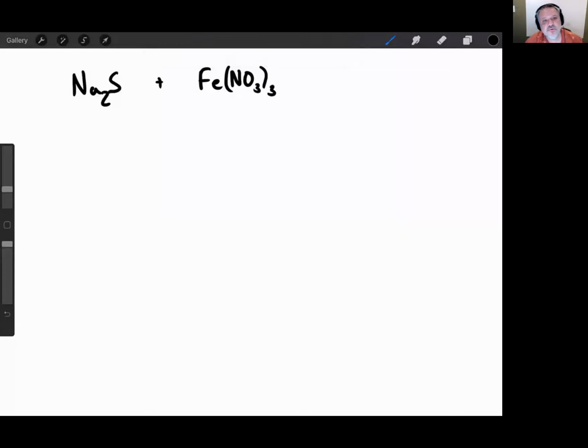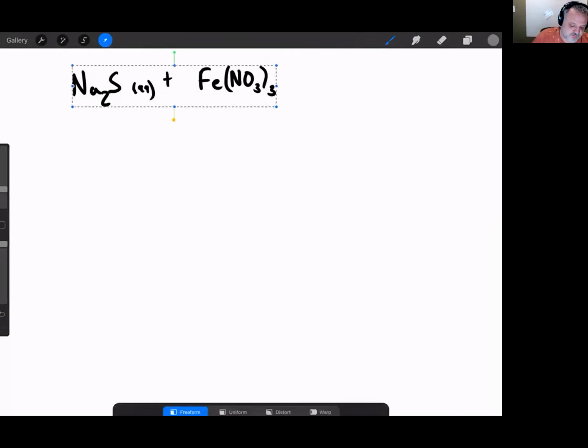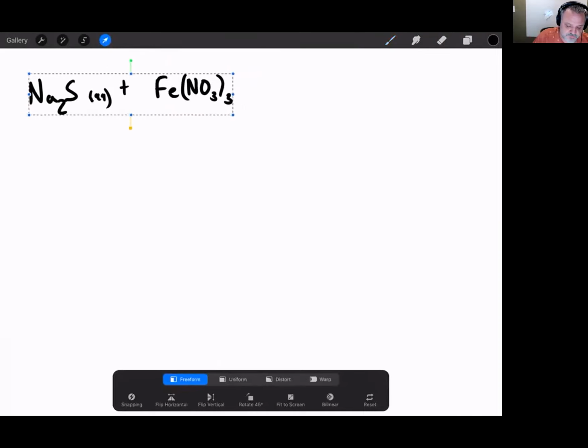What about sodium sulfide? Is this soluble or insoluble? Yeah, sodium, right guys, is always soluble. So the state on sodium sulfide is aqueous. What about iron nitrate? Soluble or insoluble?